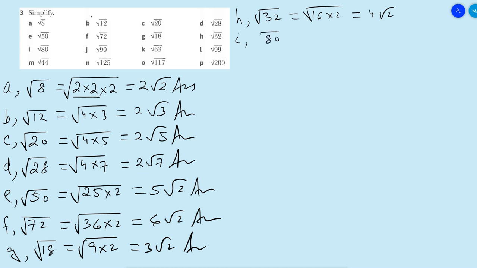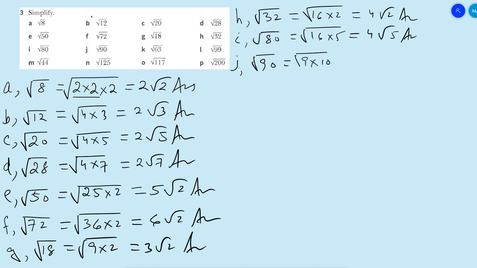I is 80. 80 can be written 16 into 5. And the square root of 16 is a whole number, that is 4. 4 root 5 is our answer. Okay, J. J is 90. Now we have so many choices of 90. This is part J. 90 can be written 9 into 10. The square root of 9 is 3. 3 root 10 is the answer.